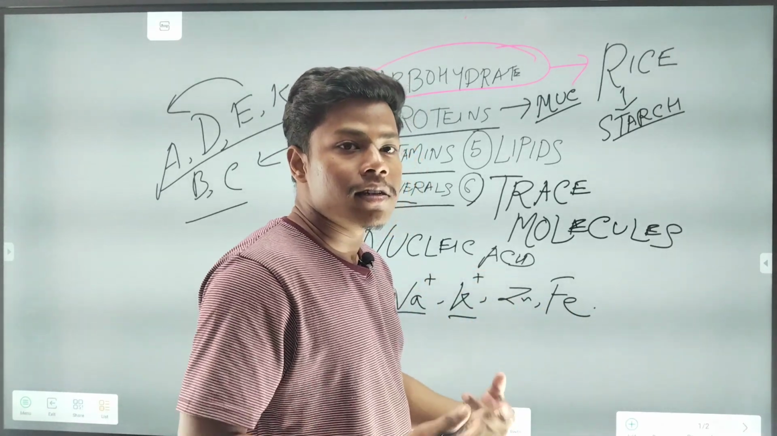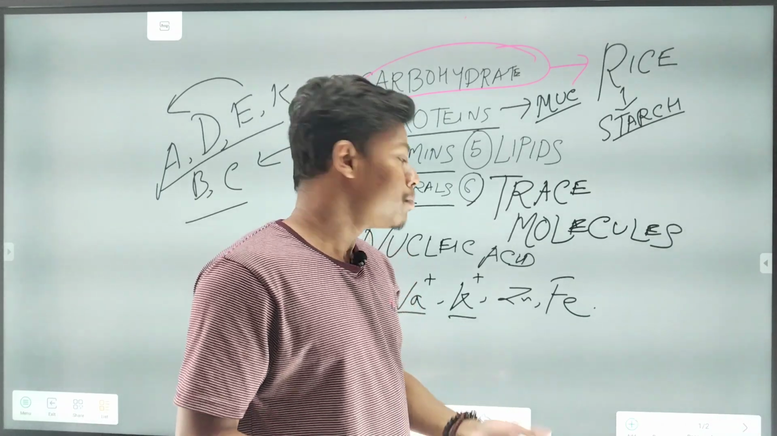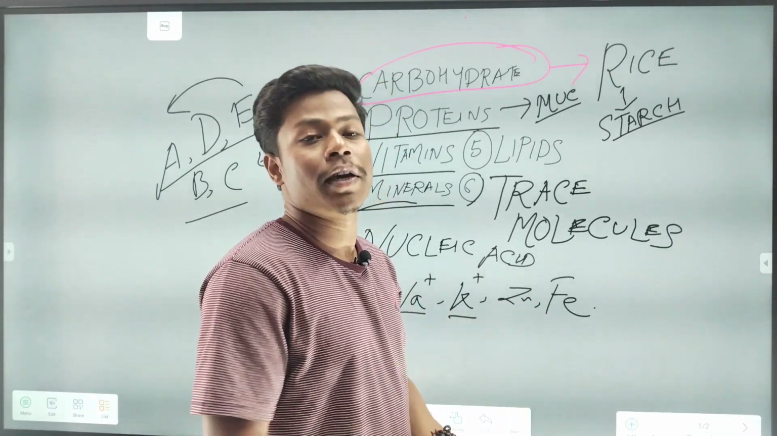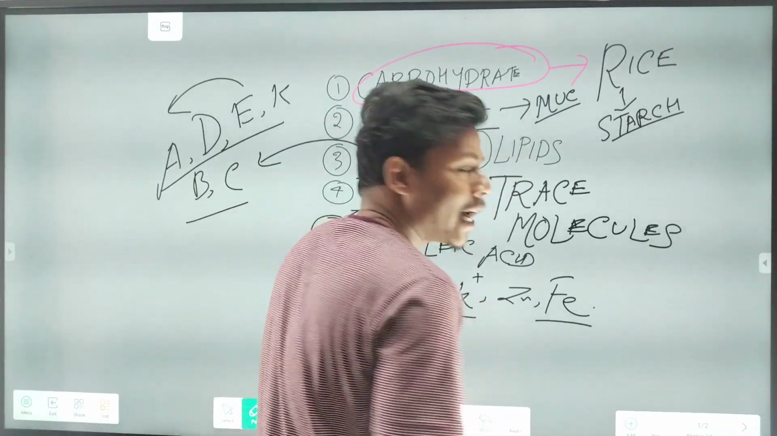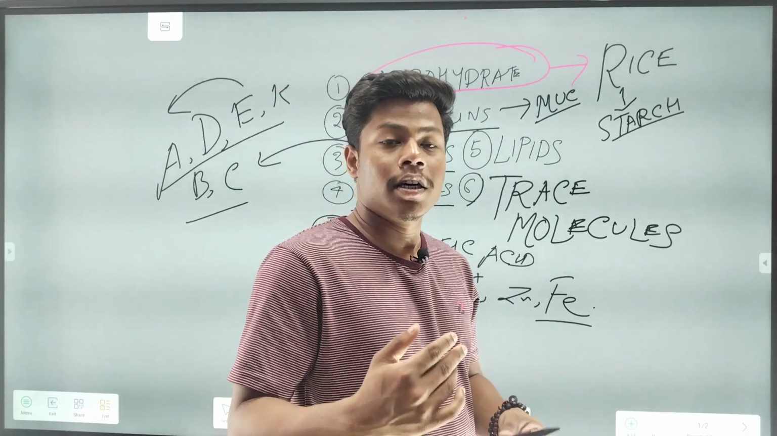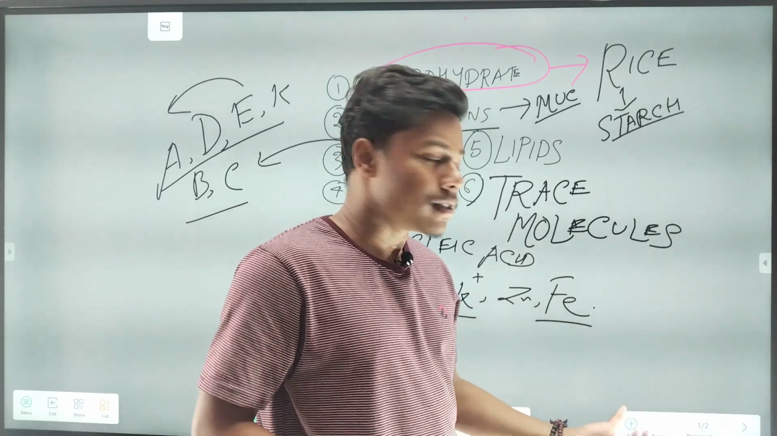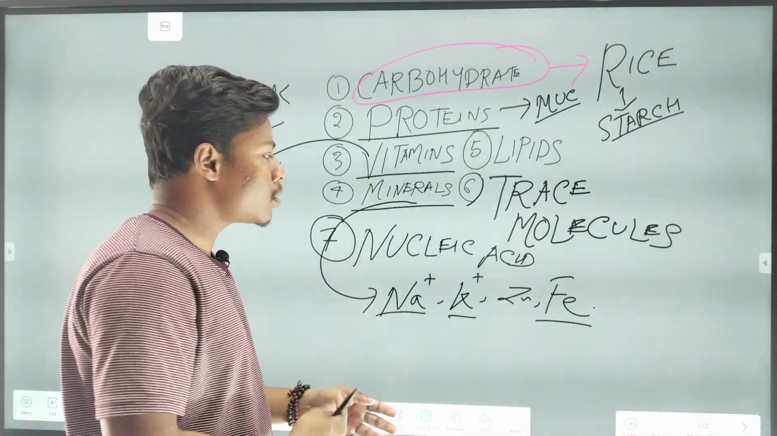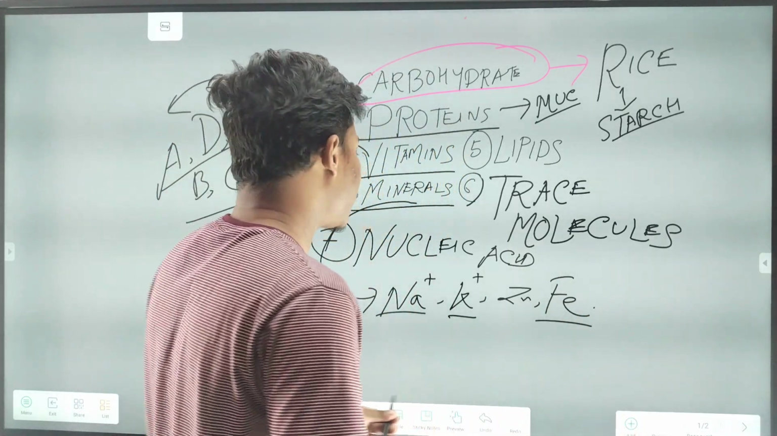Then we have zinc. Zinc has various functions. One of the important functions of zinc is to fight infectious diseases. Iron will help us with the RBCs. So these are some functions or examples of the minerals.